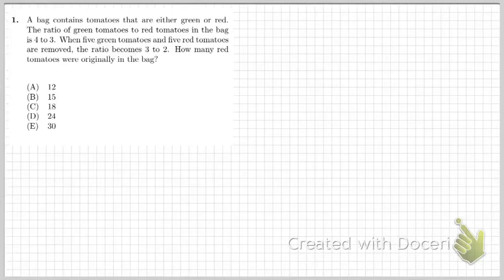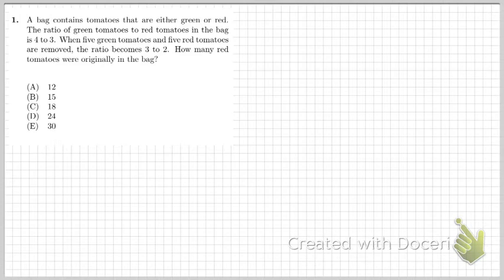So this is an SAT math question on ratios. A bag contains tomatoes that are either green or red. The ratio of green tomatoes to red tomatoes in the bag is 4:3. When 5 green tomatoes and 5 red tomatoes are removed, the ratio becomes 3:2. How many red tomatoes were originally in the bag?